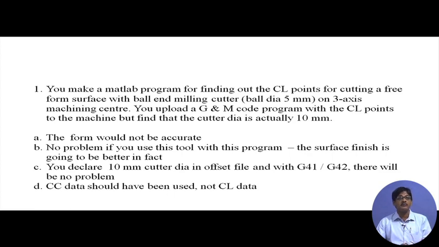Next is you declare 10 millimeters cutter diameter in offset file and use G1, G41 or G42 as the case may be. This is also not correct. Why? Because G41, G42 cutter diameter compensation or radius compensation is only applicable in planar machining, that means 2-dimensional machining, but here we are moving in 3 dimensions. So, the cutter would not be able to make use of this and properly offset the tool in that case. So, C is also not correct, therefore, A is the correct answer.